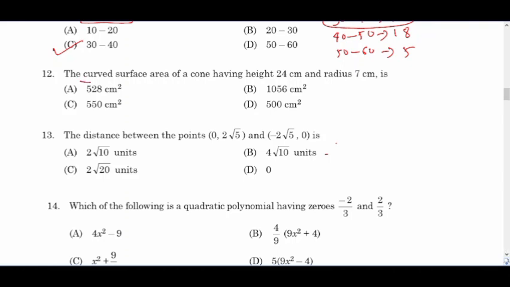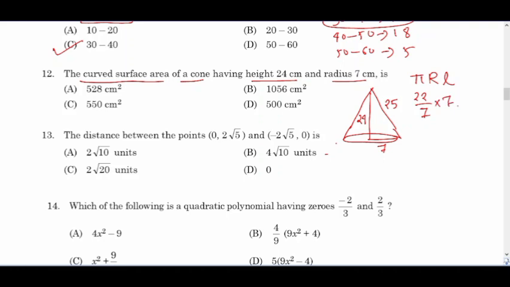Next, curved surface area of a cone. Now what is the curved surface area, height 24 cm, radius 7. Suppose this is a cone, radius is 7, height is 24. So the hypotenuse, that is 25. Now curved surface area is pi into r into the slant height, that is L or hypotenuse. Now pi is 22/7, r is 7, L is 25. 7 cancels, your answer will be 22 into 25, which is 550.